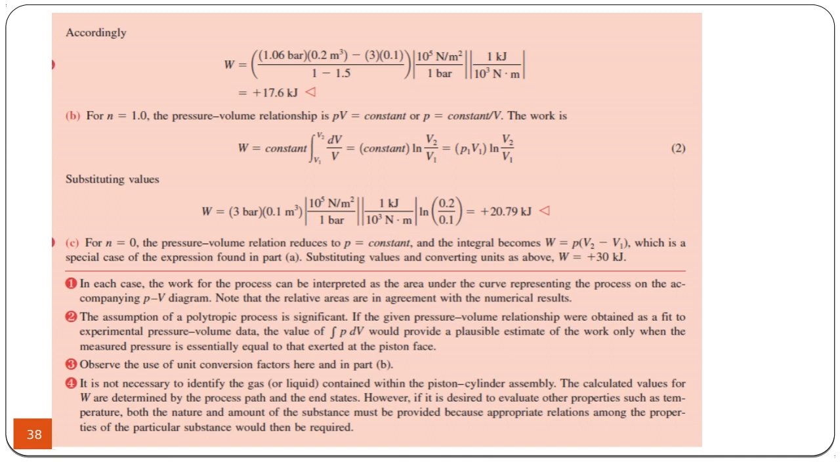So when n is 1.5, the work done by the gas is 17.6 kilojoules. When n is 1, you get a work of 20.79. And when pressure is constant, n is 0, you get the highest work.